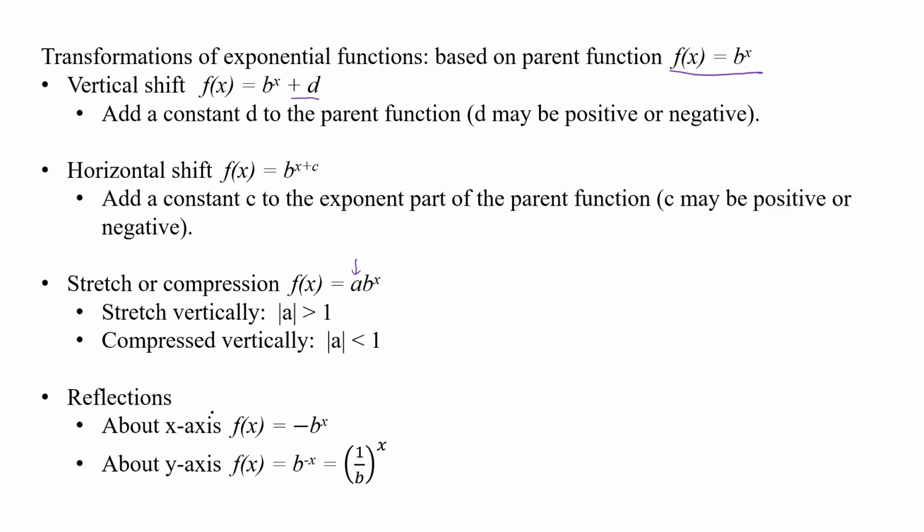And then we have reflections. When we do it about the x-axis, we just take minus the whole function. So we put a negative out here, and that's going to reflect it across the x-axis. And if we reflect across the y-axis, we're going to change the exponent to a negative x. If we think about that, it's really b to the negative 1 raised to the x, and b to the negative 1 is 1 over b, then to the power x.